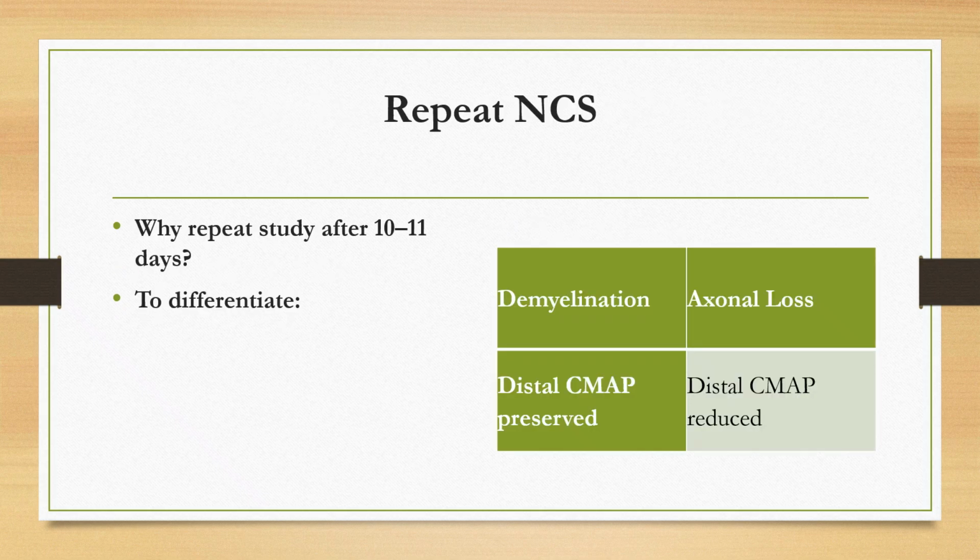Repeat NCS study after 10 to 11 days to differentiate demyelination versus axonal loss. In demyelination, distal CMAP is preserved, whereas in axonal loss, distal CMAP is reduced.